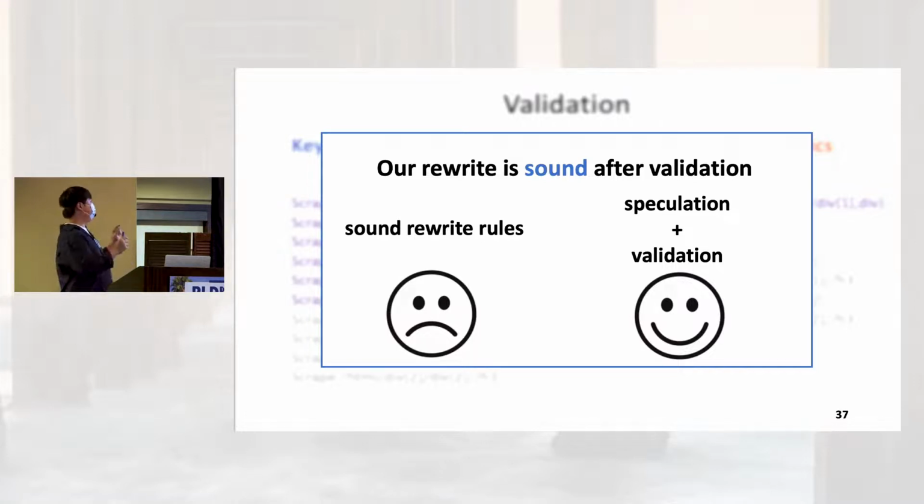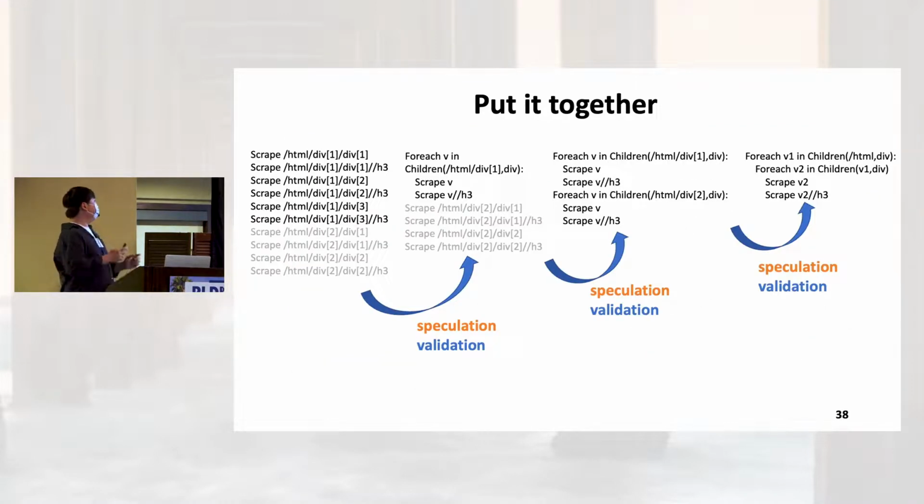So we can change the rewrite using sound rewrite rules to these two: the speculation and validation procedure. If we apply it iteratively, each time we can rewrite a part of the program to a more general one. And in the end, we will have a program with a doubly nested for loop, and it can automate the task for the user.